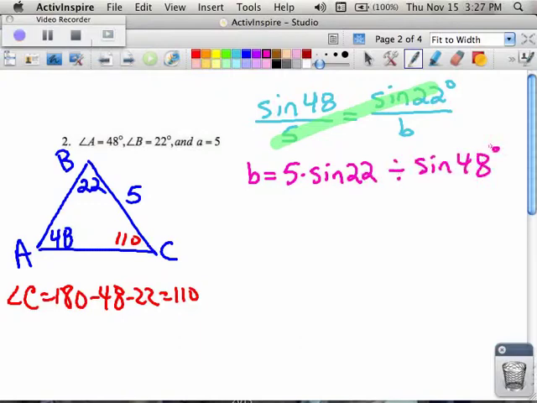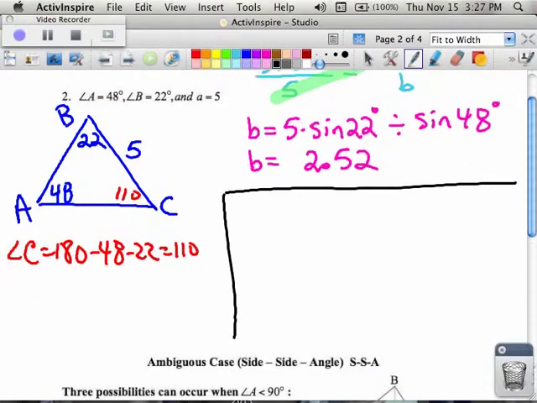And these are all in degrees, so make sure your calculator is in degrees. This means that my side B should be 2.52. So check that on your calculators and make sure that you can get that. Remember, you can always pause this video at any time.